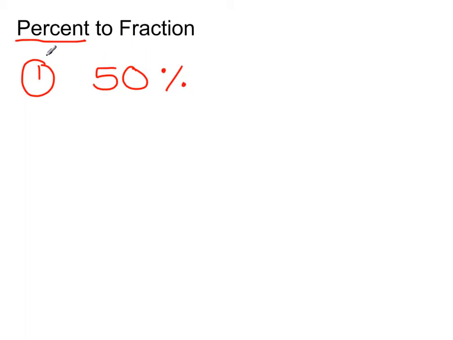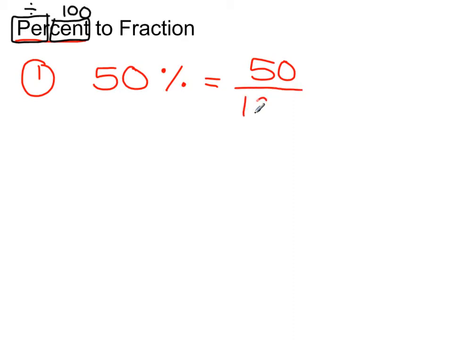Now, let's break up the word percent into two things. Per is another way of thinking of division. And cent, think like century, means 100. So percent, you can think in your head means divide by 100. So when we see 50%, we can take 50 and divide it by 100. And now we have a fraction.